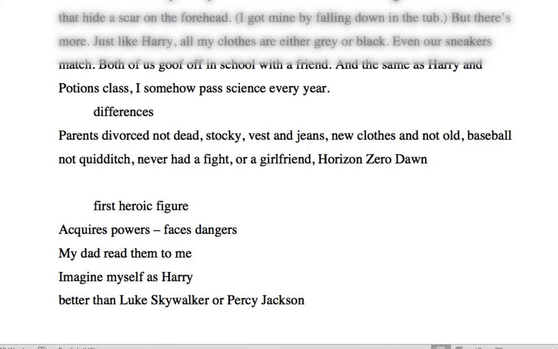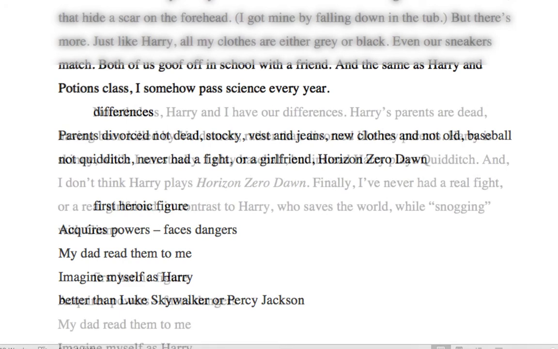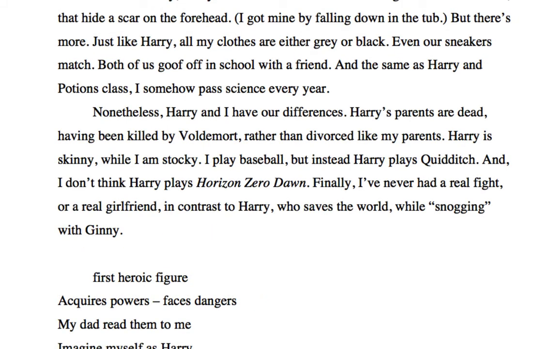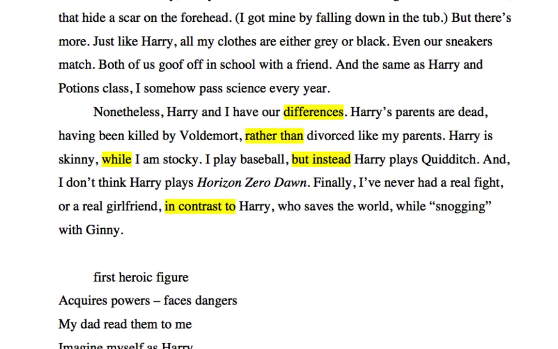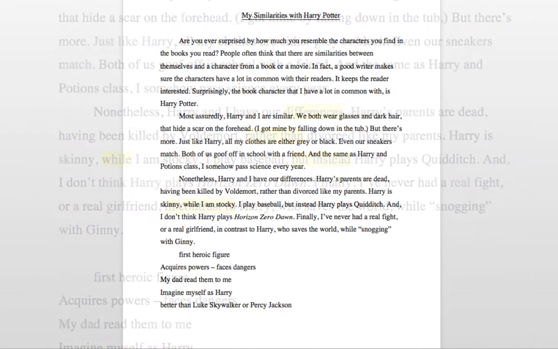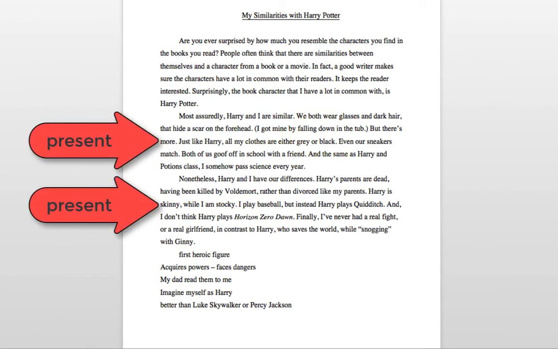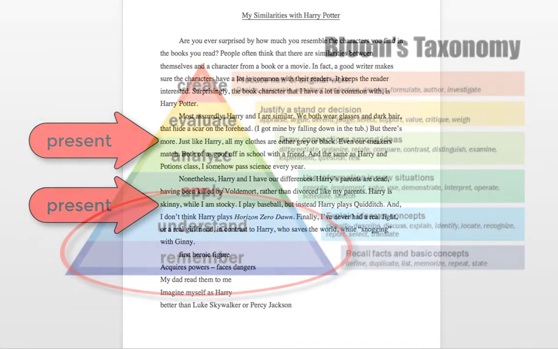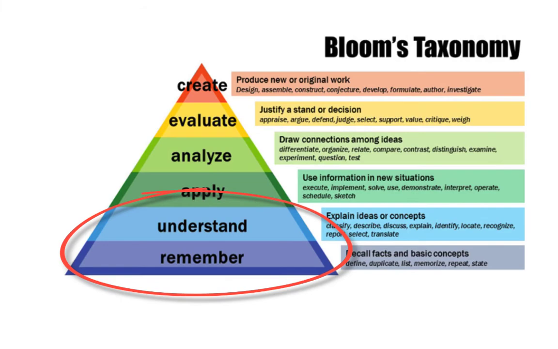The next paragraph is modeled in the same way, but now the topic is differences. Also, be sure to use signaling words that indicate differences. Both of these paragraphs present information. They list what's the same and what's different about the big ideas. They generally use lower-order thinking strategies.